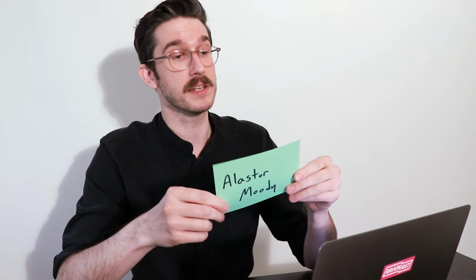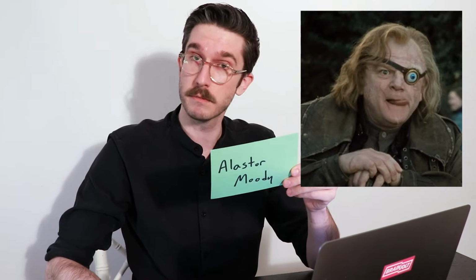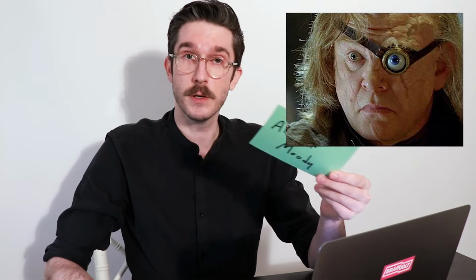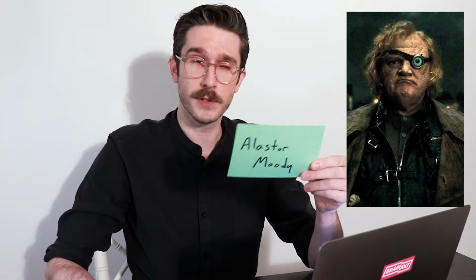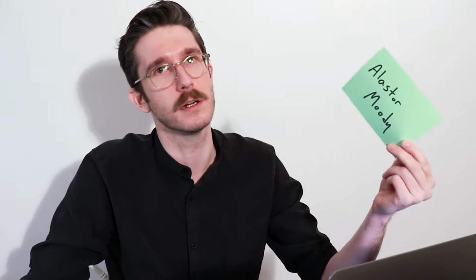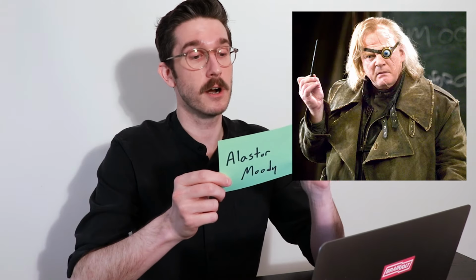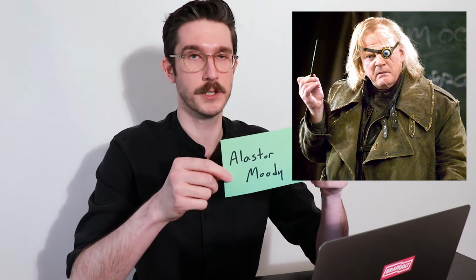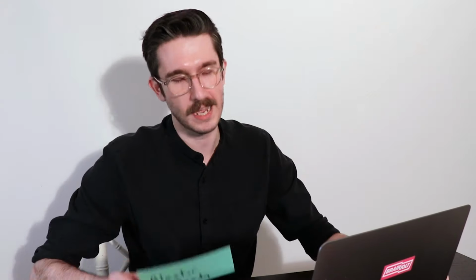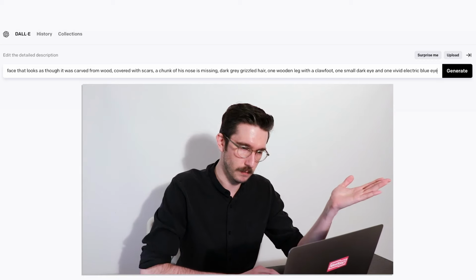With his magical eyeball. Alright, the books described Mad-Eye Moody as such. He had a face that looked as though it was roughly carved from wood and was covered with scars. A chunk of his nose is missing, dark gray grizzled hair, an old wooden leg with a claw foot like a bathtub. We've been given a gift, my friends. One small dark eye and one vivid electric blue eye in the other socket. I can't wait. Okay, so we put all of that into Dall-E. Let's see what we get.